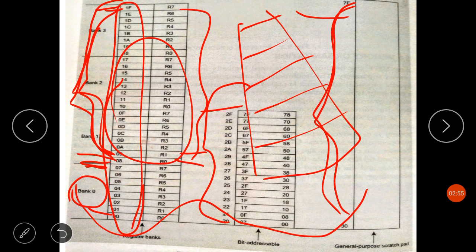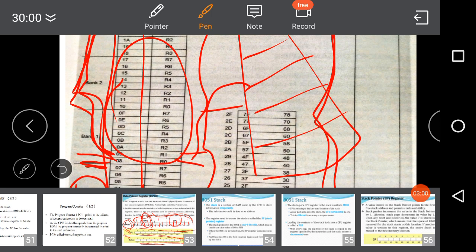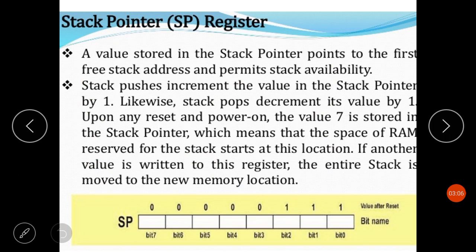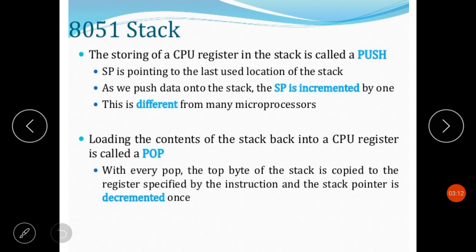Now I'll be discussing the stack operations, the push and pop operations. This is the stack pointer register, and I told you the stack pointer register is an 8-bit register. When data is to be placed on a stack, we call it a push operation. Whenever we want to place any data on the stack memory, that operation is called push operation, and we need push instructions.